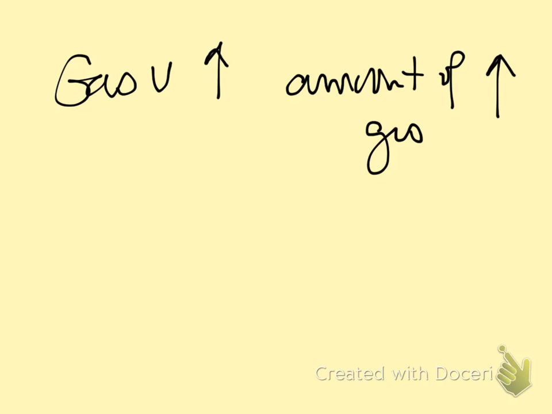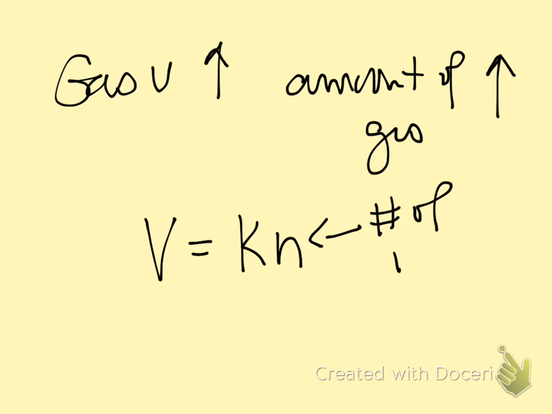So expressed algebraically, that means that volume is the product of some constant and the number of moles. N is number of moles. Okay. So when volume goes up, number of moles has to go up. If number of moles goes up, volume has to go up. If you take out some amount of gas, the volume is going to decrease. Pretty stinking simple.